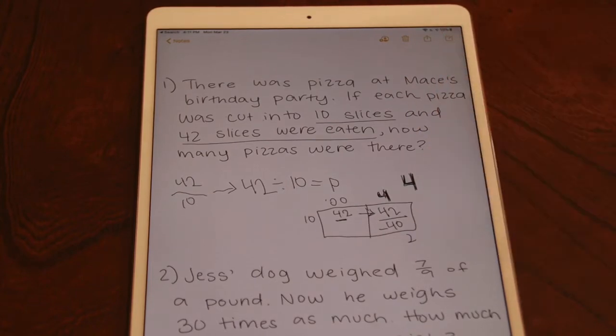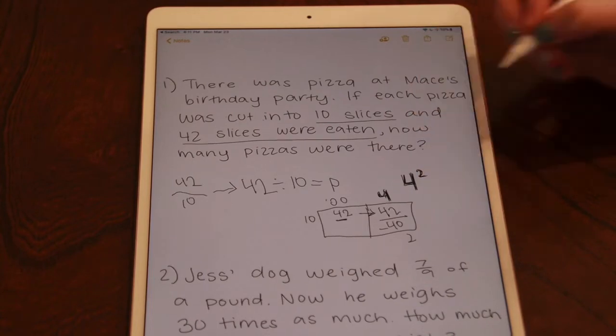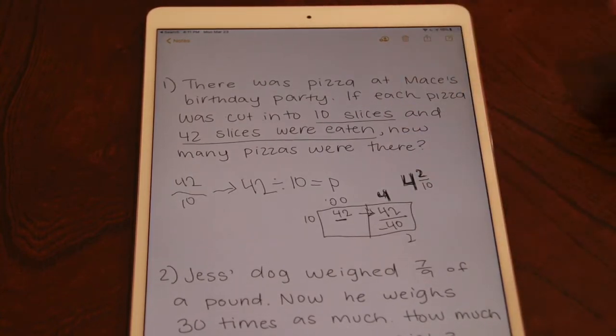And then how many did I have left over? 2. So I put my leftover in my numerator. And then my denominator stays the same as 10. So I should have 4 and 2/10. But it asked how many pizzas there were. Were there only 4 pizzas if I had 2/10 left over?